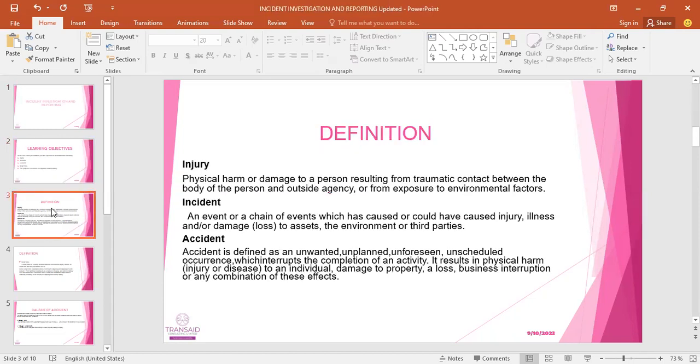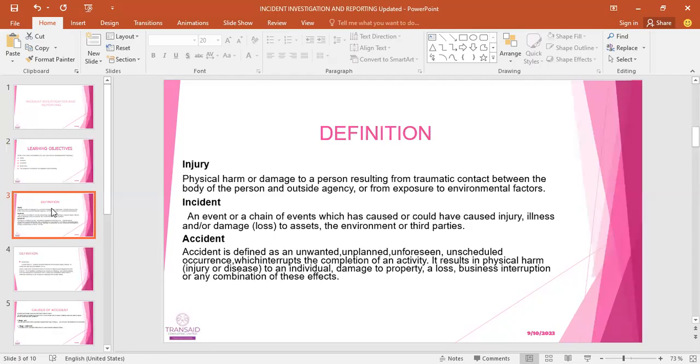By way of definition, an injury is a physical harm or damage to a person resulting from traumatic contact between the body and an external factor, or from exposure to environmental factors. An incident is an event or a chain of events which has caused or could have caused injury, illness, and or damage or loss to assets, the environment, or third parties.